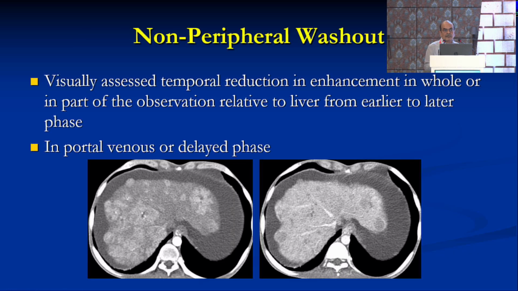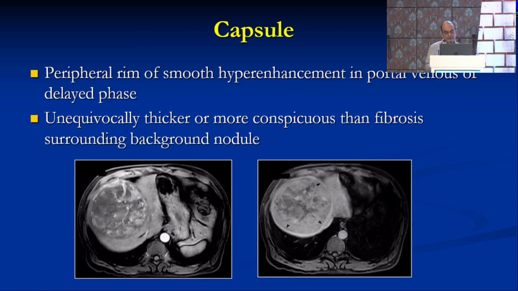connotation. When we talk of non-peripheral washout, again, washout is studied with respect to the background liver in either the portal venous or the equilibrium phase, and you compare the lesion with the background liver. If the lesion is hypodense or hypointense on MR as compared to the background liver, that's when we say that it is showing a washout. Capsular enhancement is usually seen in the equilibrium phase when you see this peripheral smooth rim of enhancement that is highlighted here with these arrows. That's what suggests the presence of a capsule.